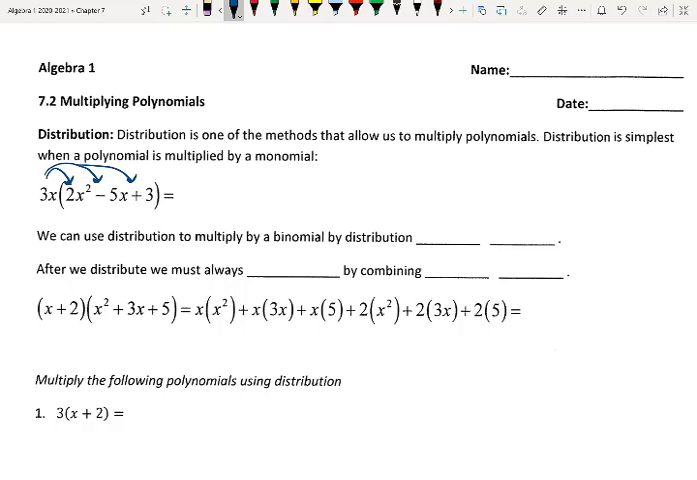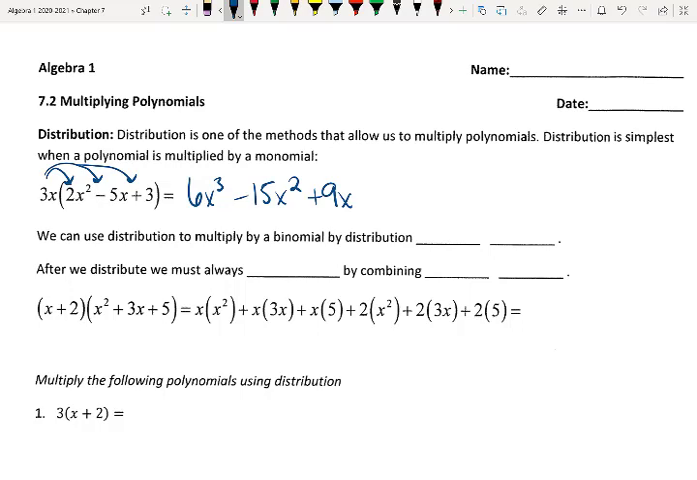So we've got 3x times 2x squared, which gives me a 6x to the third. 3x times negative 5x, which is a negative 15x squared. And then 3x times 3, which is a positive 9x.